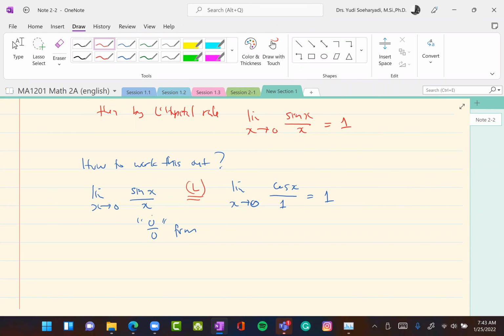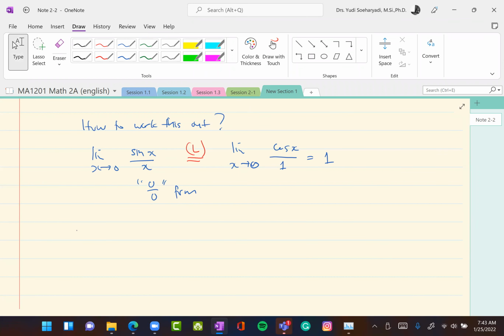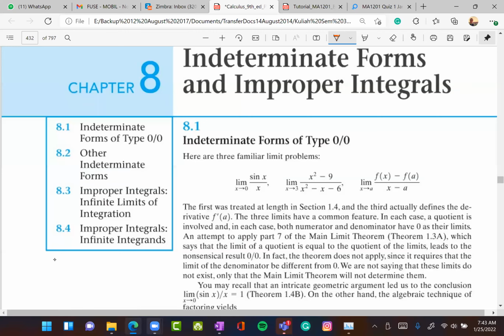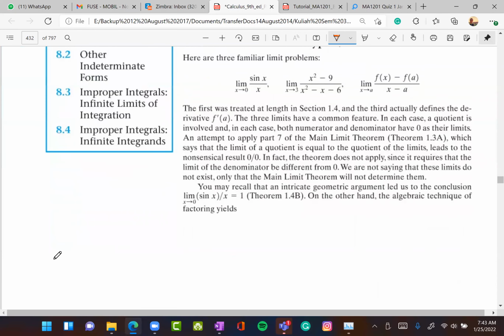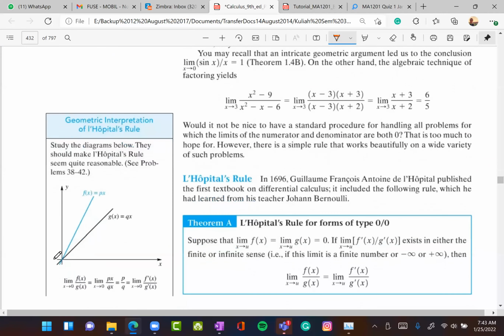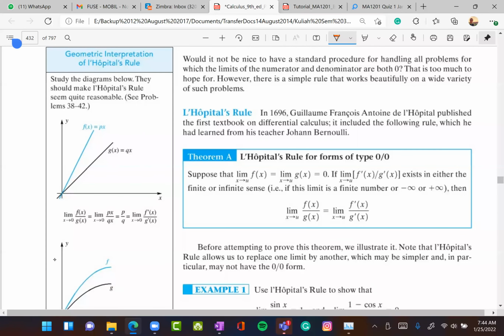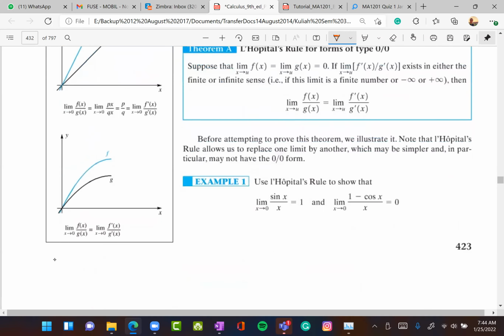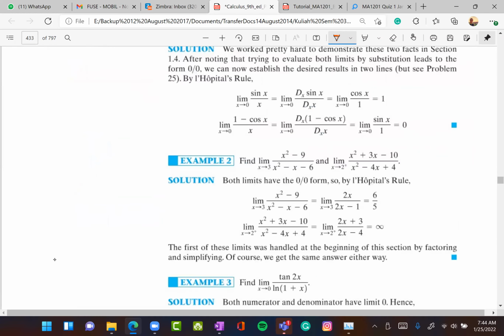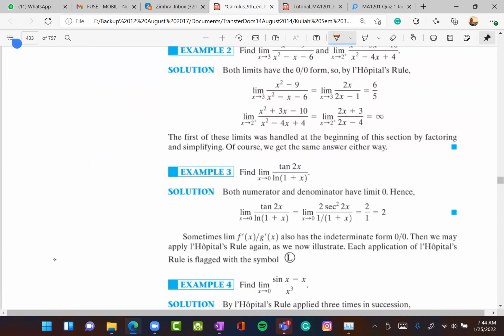Okay, let's do another example. Just get the theorem: L'Hopital's rule of the form of type 0/0, and this holds also for infinity over infinity, so large over large. Okay, so let's take some example.